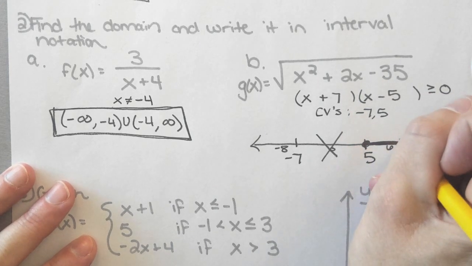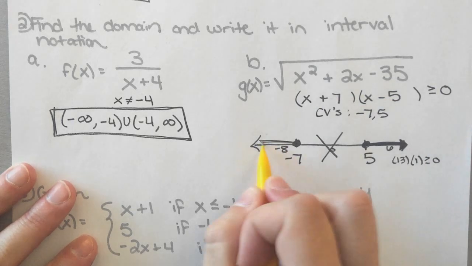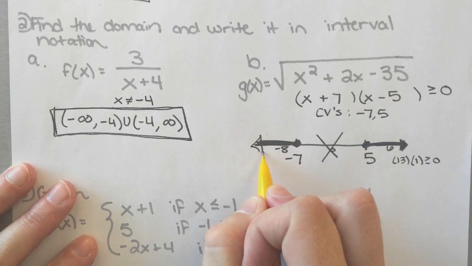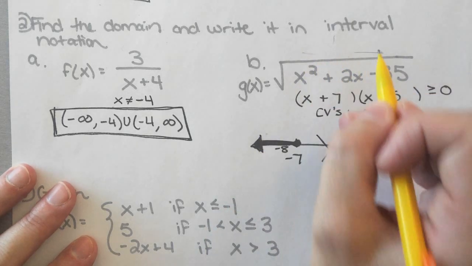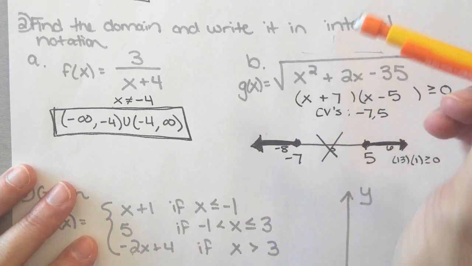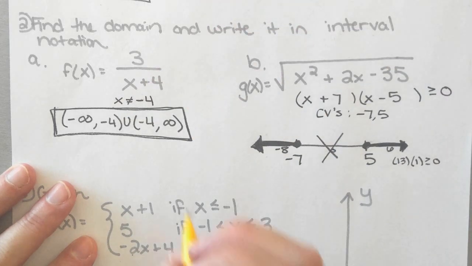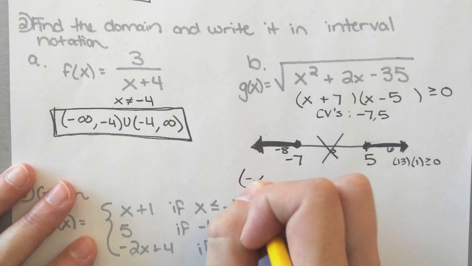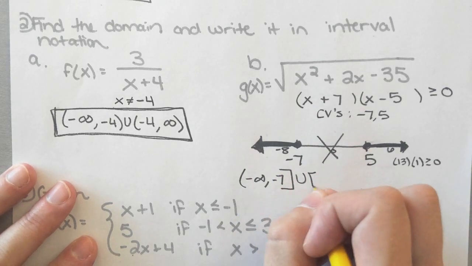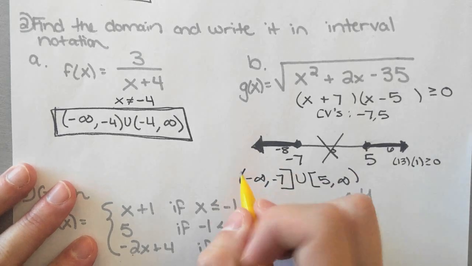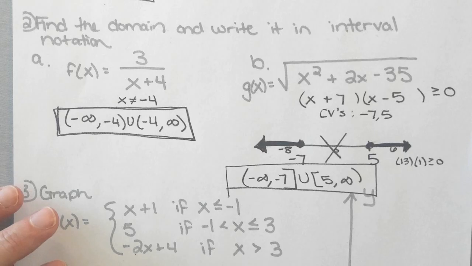So I went through and I shaded. Again, these can be closed because it can be equal to 0. The only time you wouldn't be able to have it be equal to 0 is if I change this into a fraction, right? If I put 1 over, then we'd have to have open circles, but there's none of that there, so we don't have to have that. Negative infinity to negative 7, union, 5 to infinity. How'd we do on those? Good? Okay.